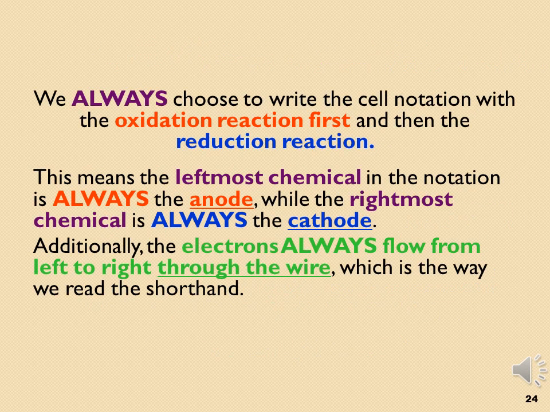We always choose to write the cell notation with the oxidation reaction first and then the reduction reaction. This means the leftmost chemical in the cell notation is always the anode, while the rightmost chemical is always the cathode, just like in our galvanic cell. Additionally, the electrons always flow from the left to the right through the wire, which is the way we read the shorthand, just like we had illustrated in a galvanic cell.